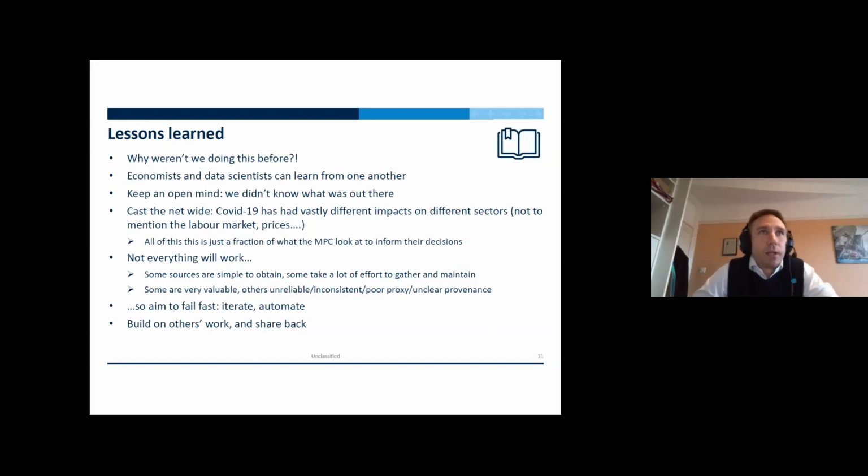The second bullet: economists and data scientists can learn from one another. This has been a very educational experience from both sides. Keeping an open mind, we didn't know what was out there, we still don't. We still haven't reaped the full benefits of this, I don't think, so we will continue to look at these things.